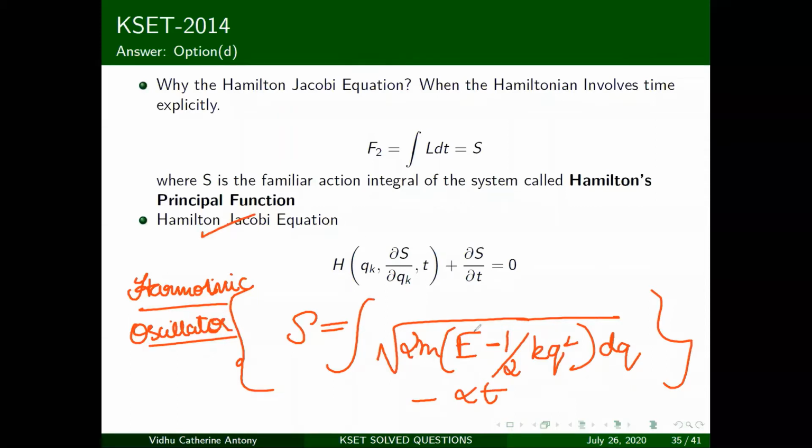So let's just check this out. This should have been an E, not an alpha. This is something called Hamilton's characteristic function, W. It's a function of Q and E. And here you have something that's just minus ET. So basically you get this form: S is equal to W(Q, E) minus ET.